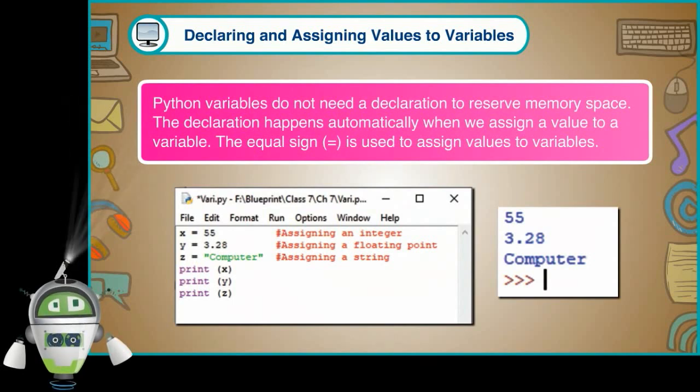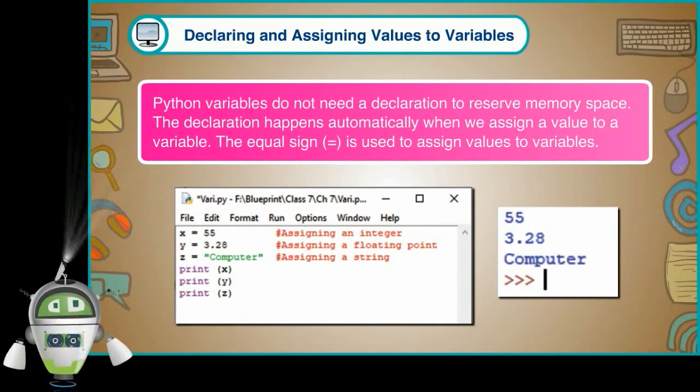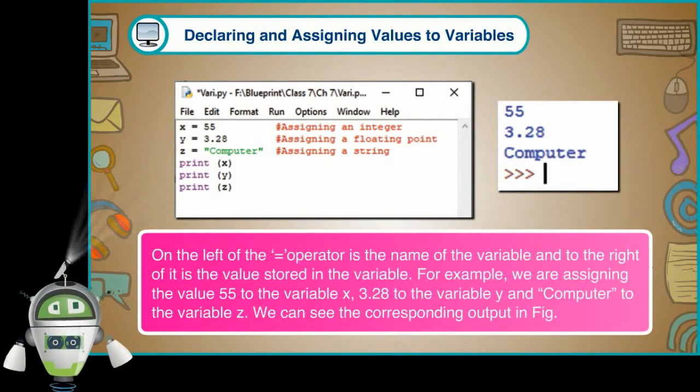Declaring and assigning values to variables. Python variables do not need a declaration to reserve memory space. The declaration happens automatically when we assign a value to a variable. The equal to sign is used to assign values to variables. On the left of the equal to sign operator is the name of the variable, and to the right of it is the value stored in the variable. For example, we are assigning the value 55 to the variable x, 3.28 to the variable y, and computer to the variable z. We can see the corresponding output in the figure.